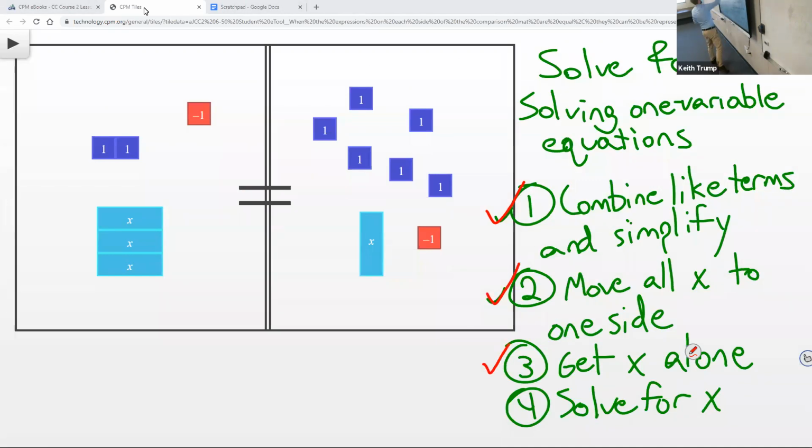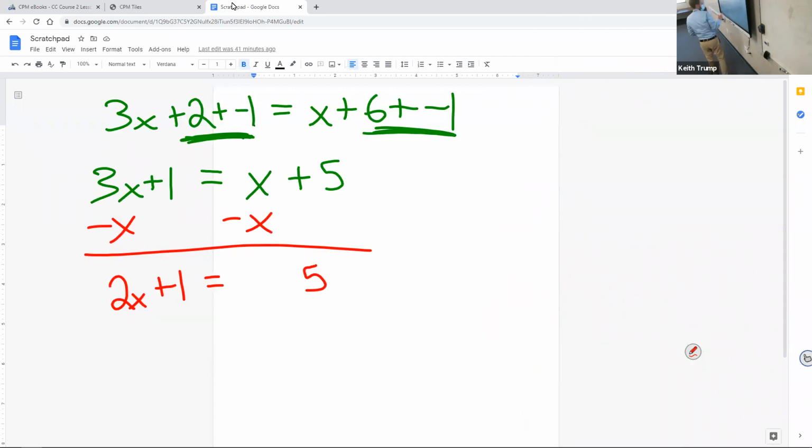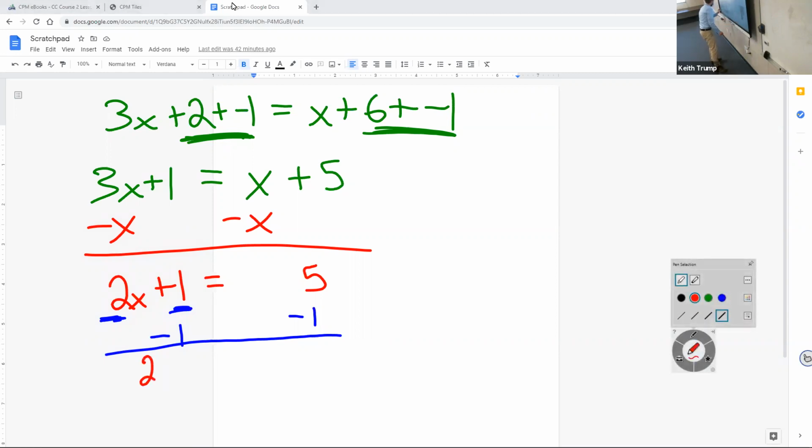Now we need to get x alone. So I'm going to get x alone, but I have two problems to getting x alone. One problem is this plus 1 right here. The other number that is with x is this 2. So I need to get rid of these two numbers so I can get just x on that side. How do I get rid of them? Well, the plus 1 I can get rid of by subtracting 1. So I'm going to subtract 1 from both sides. Whatever I do to one side, I do to the other. And now I'm going to have 2x equals 4.